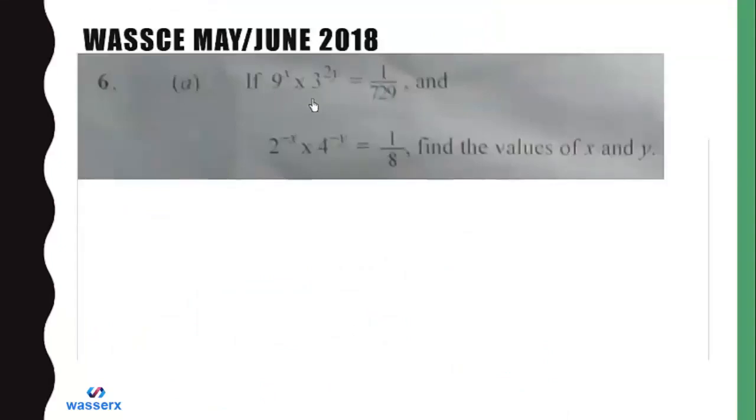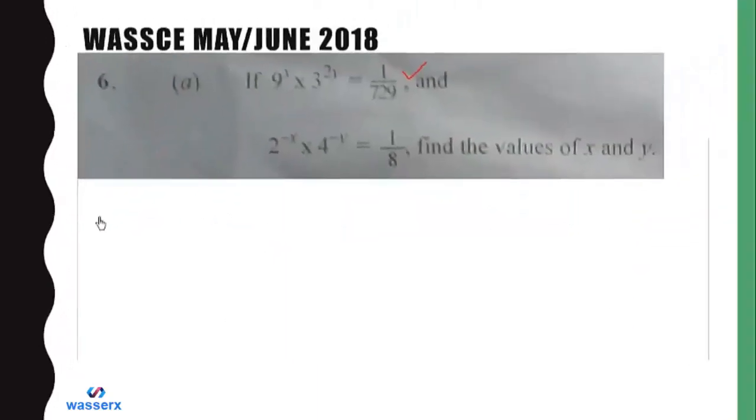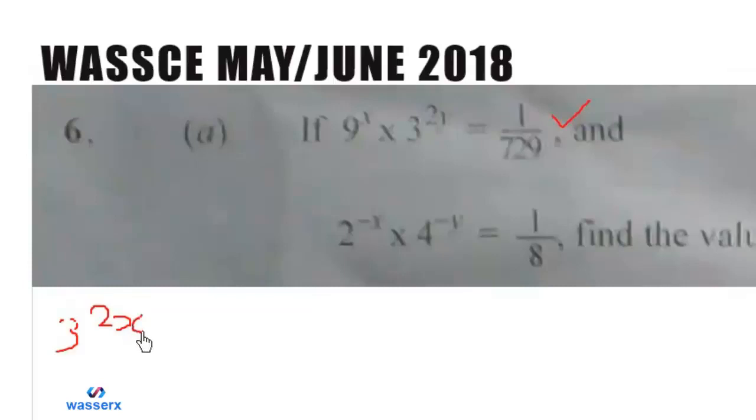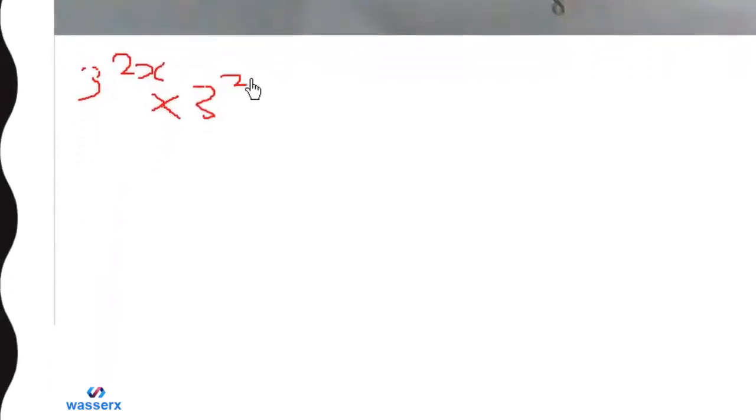Now this step will lead to a simultaneous equation in x and y. So we take them one by one. Let's take the first part. We have the LCM. The highest common factor of 3, 9 and 9 is 3. So this one is written as 3 to the power 2x times 3 to the power 2y is equal to 1 over 3 to the power 6.